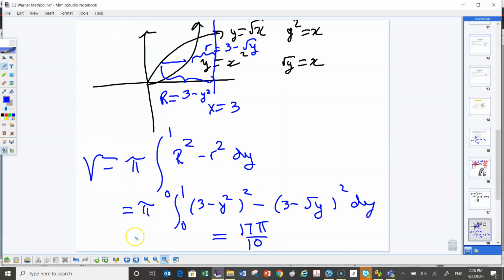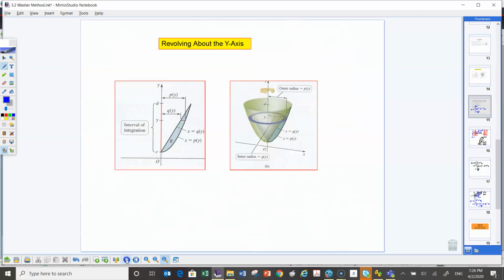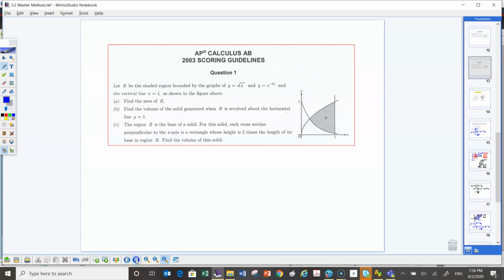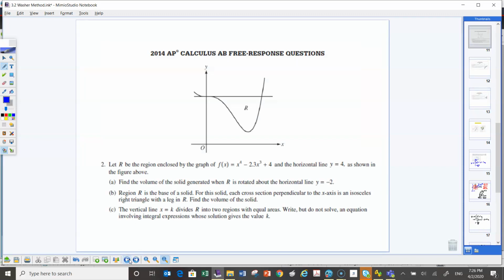All right, so that's how we revolve volumes of revolution around the y-axis. I'm hoping you found that helpful, and this would be your assignment for the volumes of revolution. When I say handout from the last two questions, I was referring to these last two questions right here. So 2006 number 1 and 2003 number 1. You could actually do even 2014 part A if you want to as well, just to give you some practice.